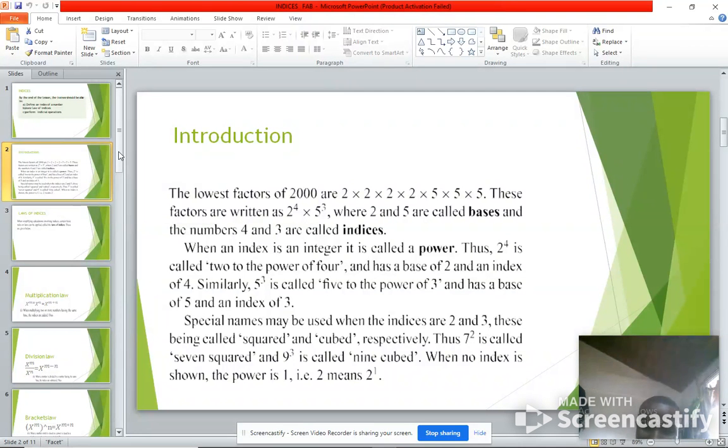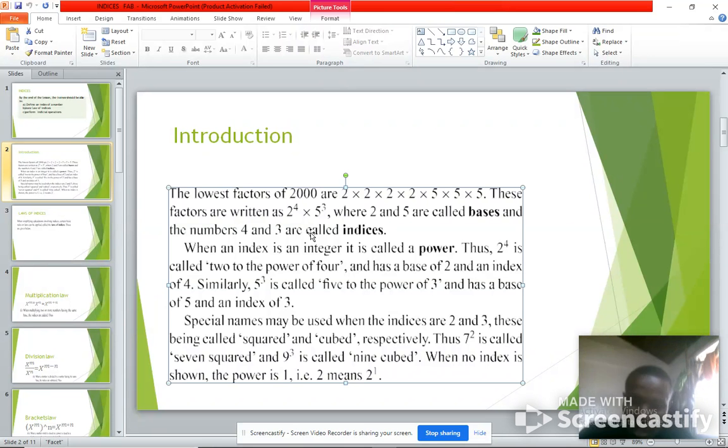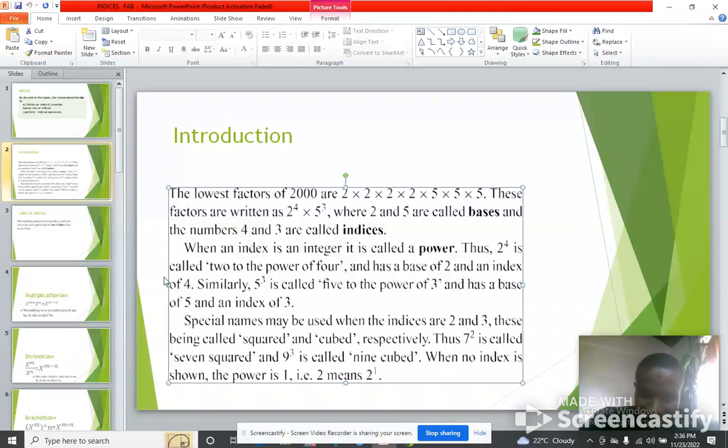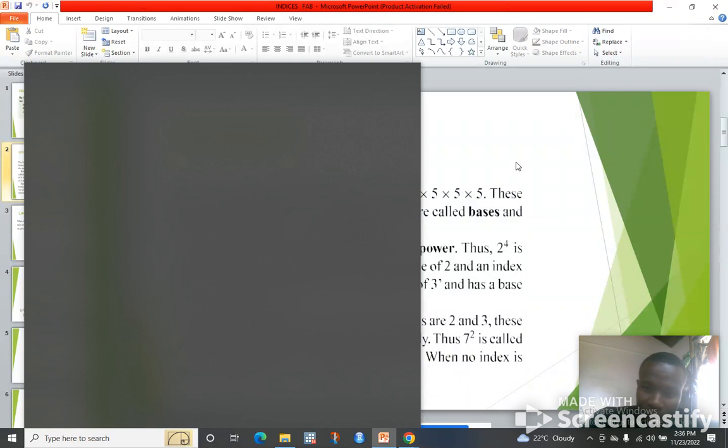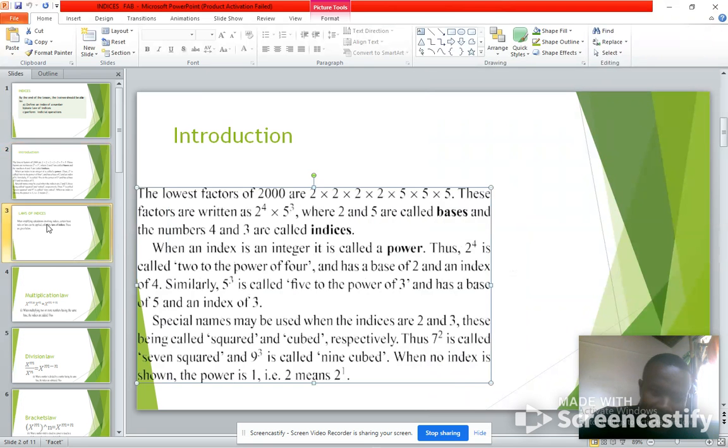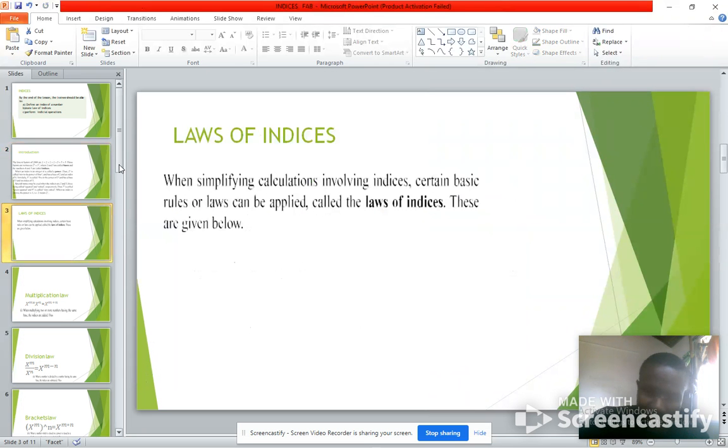So, from the introduction, the lowest factors of a number, which are called the bases, are what we term as indices. So, an index is an integer that is called a power. Okay, so we proceed. Laws of indices.